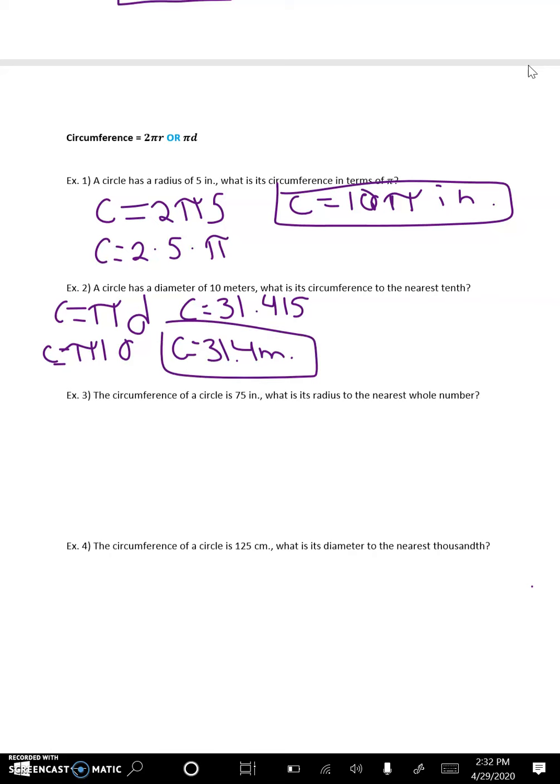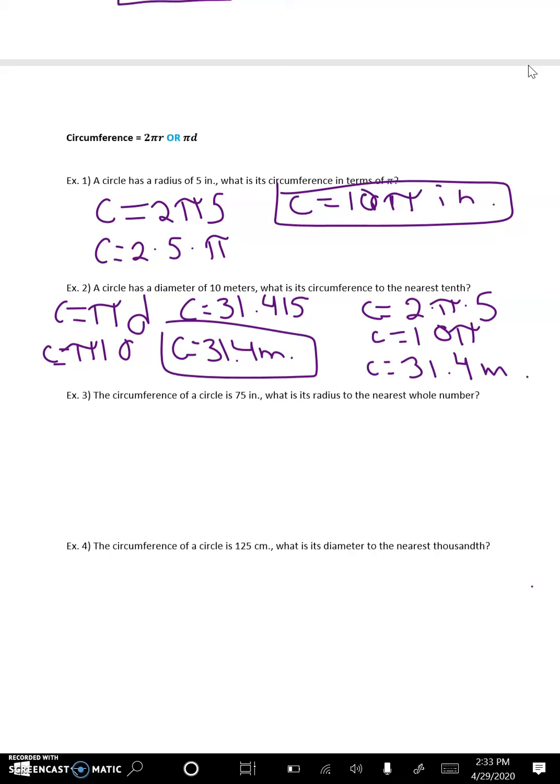So then if you wanted to use 2 pi r, you could just take half of 10, because half of the diameter is the radius. So then you would have C equals 2 times pi times 5, which is 10 pi, like the first example, and then when you multiply it out, you get the same thing. So either one you want to do, that's fine.